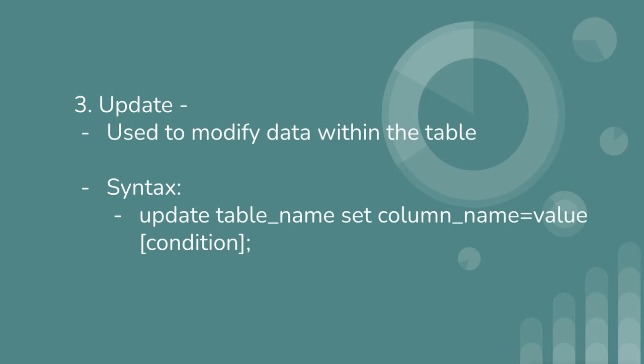Update is used to modify data within the table. If data got added and either by mistake or for some future modification you need to update something, you will use this command. The syntax for update is update table name set column name equal to value. You can even assign the condition for which you want to update the data.